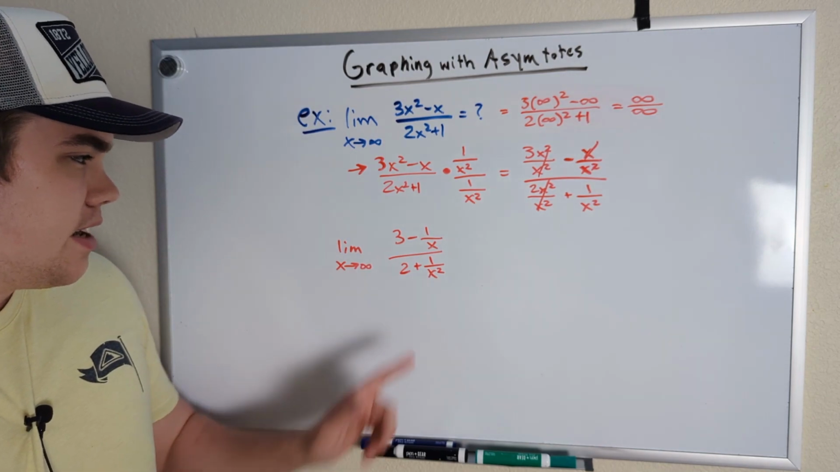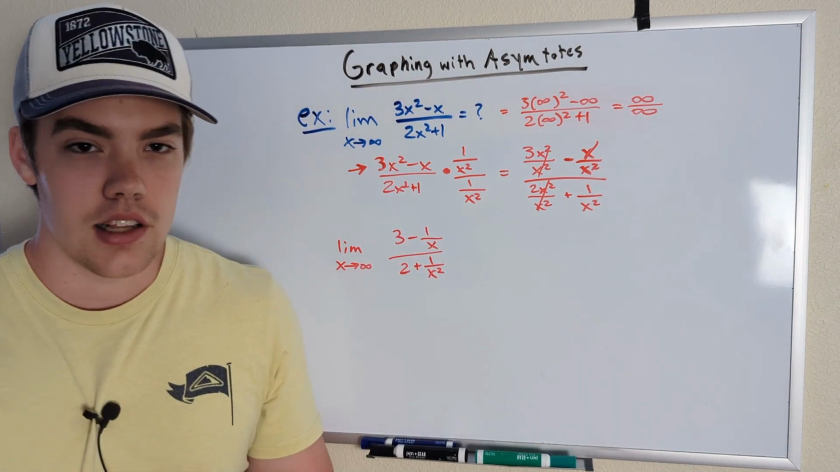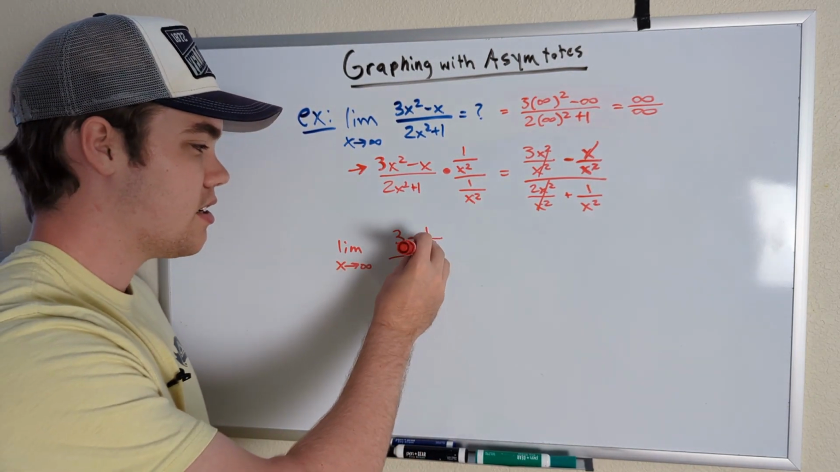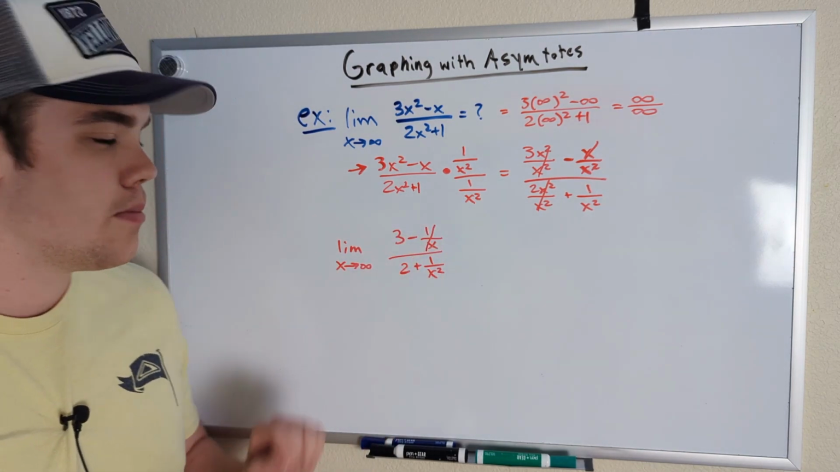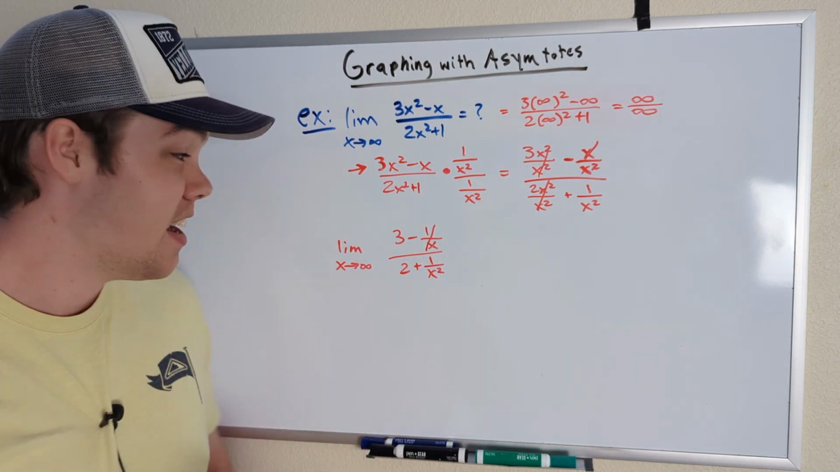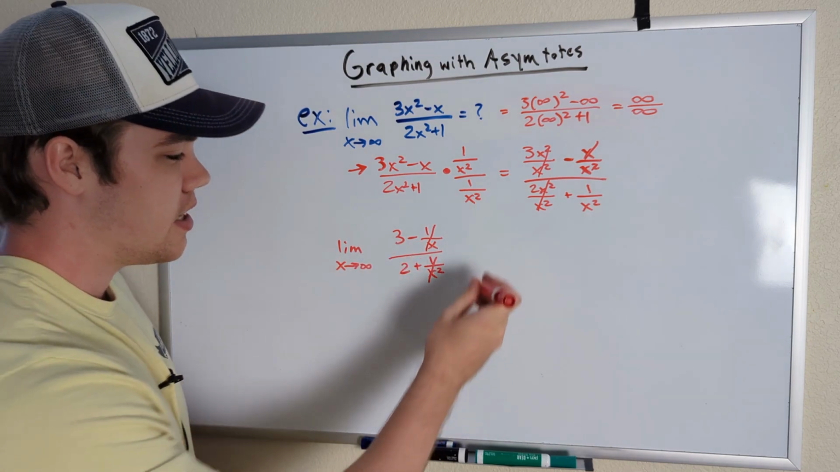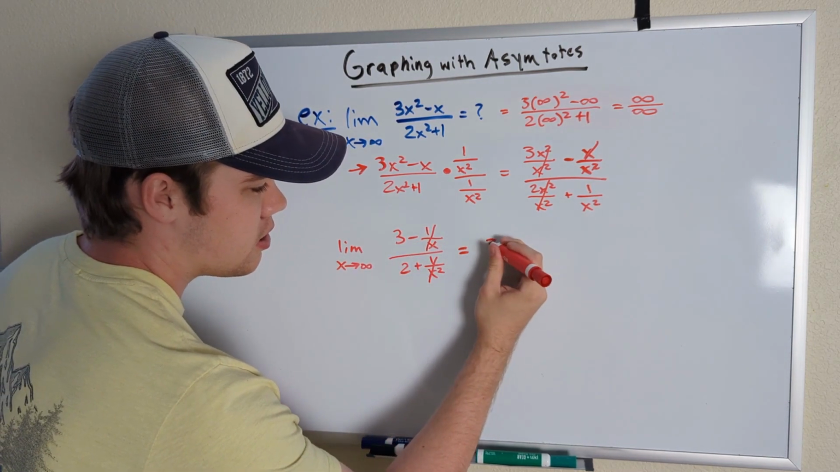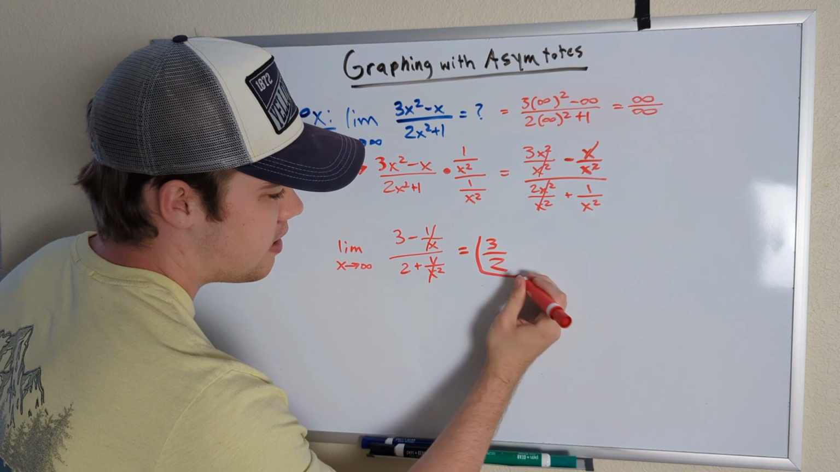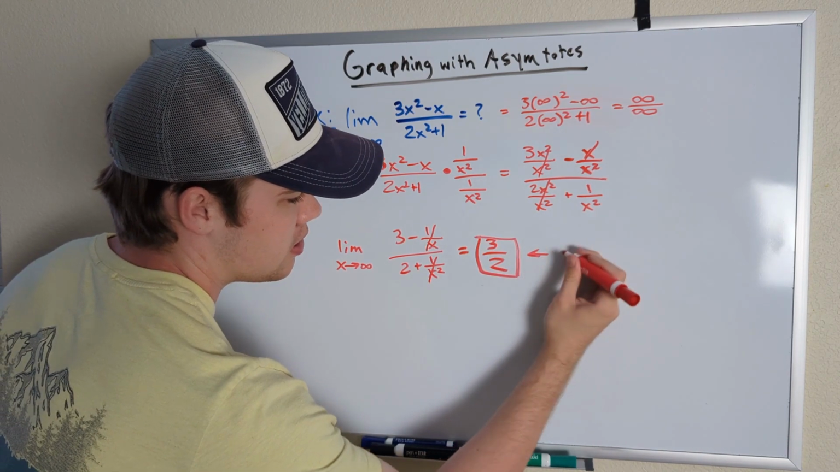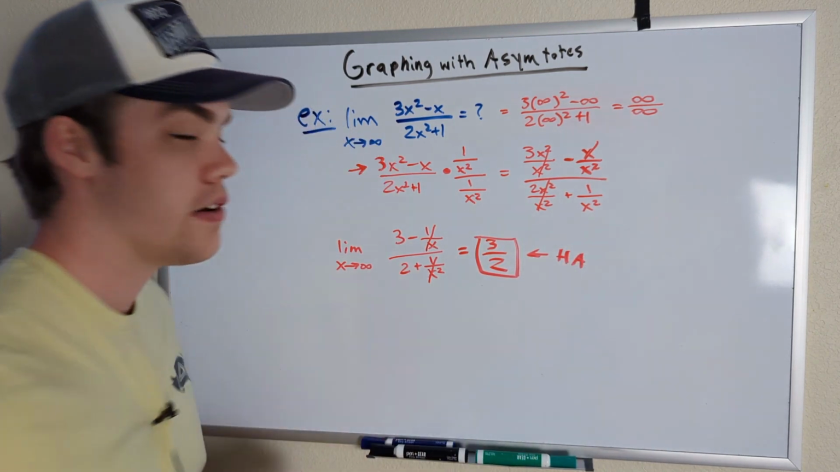Well, if we were to plug in infinity, 1 divided by an infinitely large number is basically 0. So this goes away. And similarly, 1 divided by an infinitely large number squared is most certainly 0. So then this limit just turns into 3 halves. And that is not only our limit, but also our horizontal asymptote, denoted by HA.